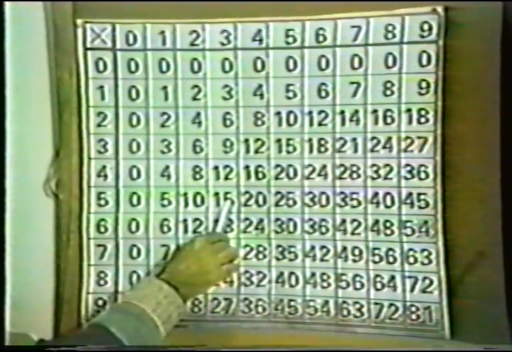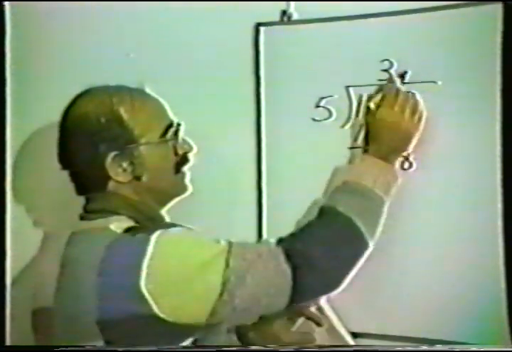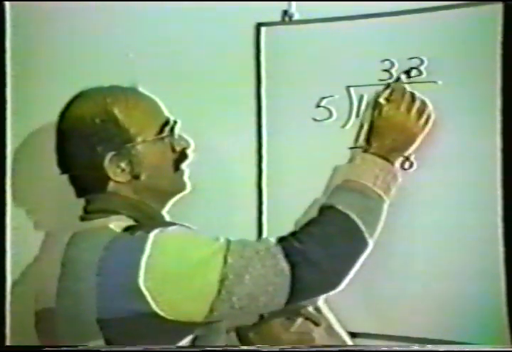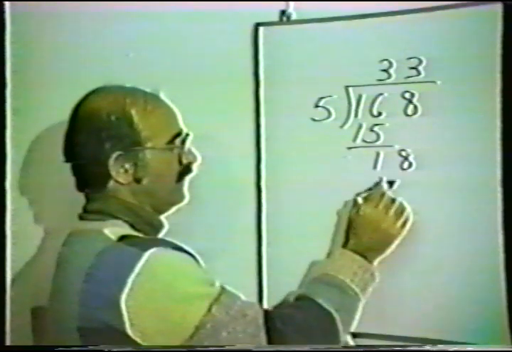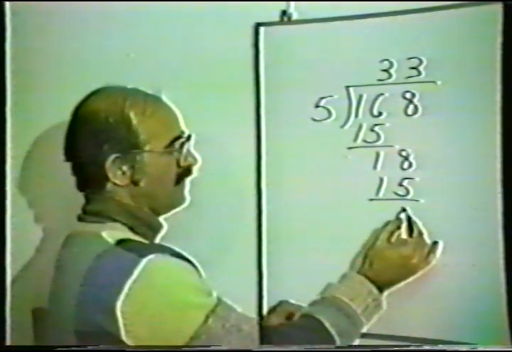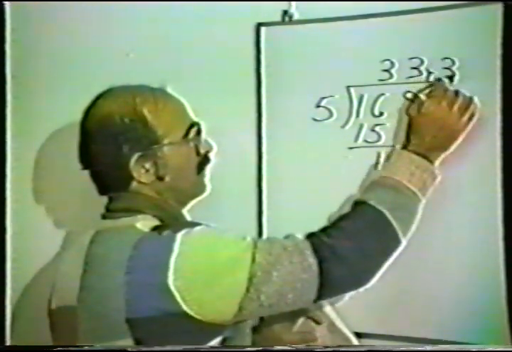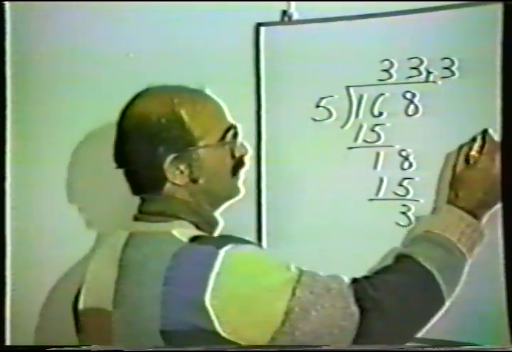5 into 15 goes 3 times. Everybody knows that one by now. We've done it so many times. 5 into 18 goes 3 using 15. 8 take away 5 is? 3. Remainder 3. Now we do the check.